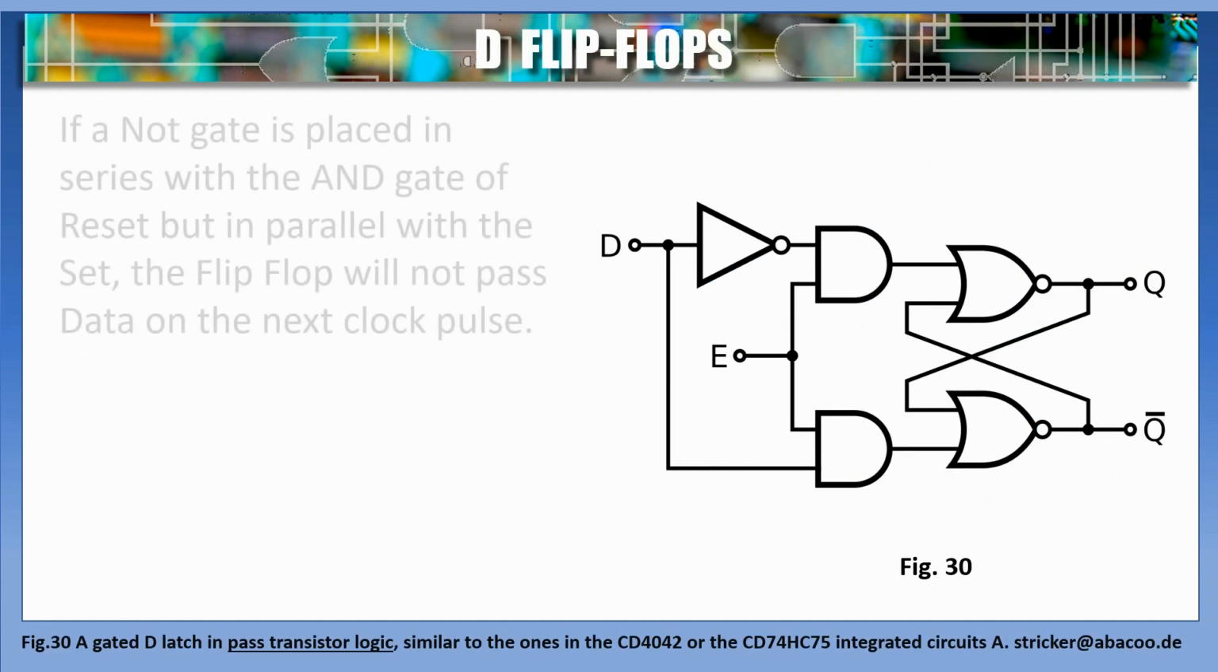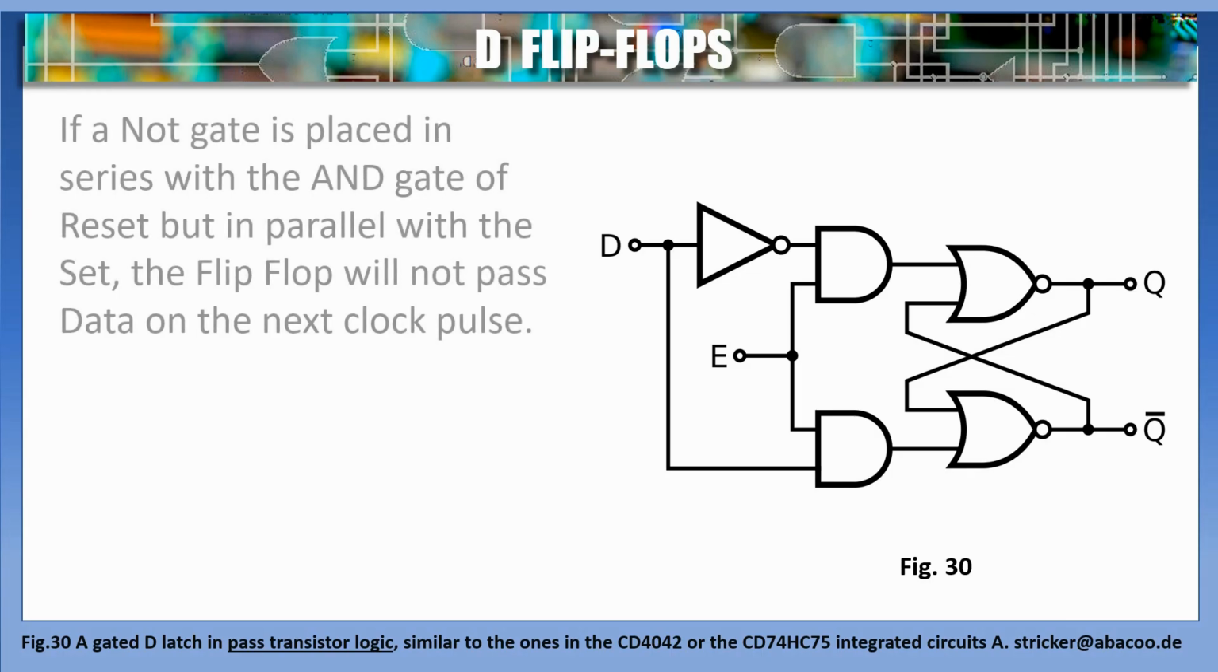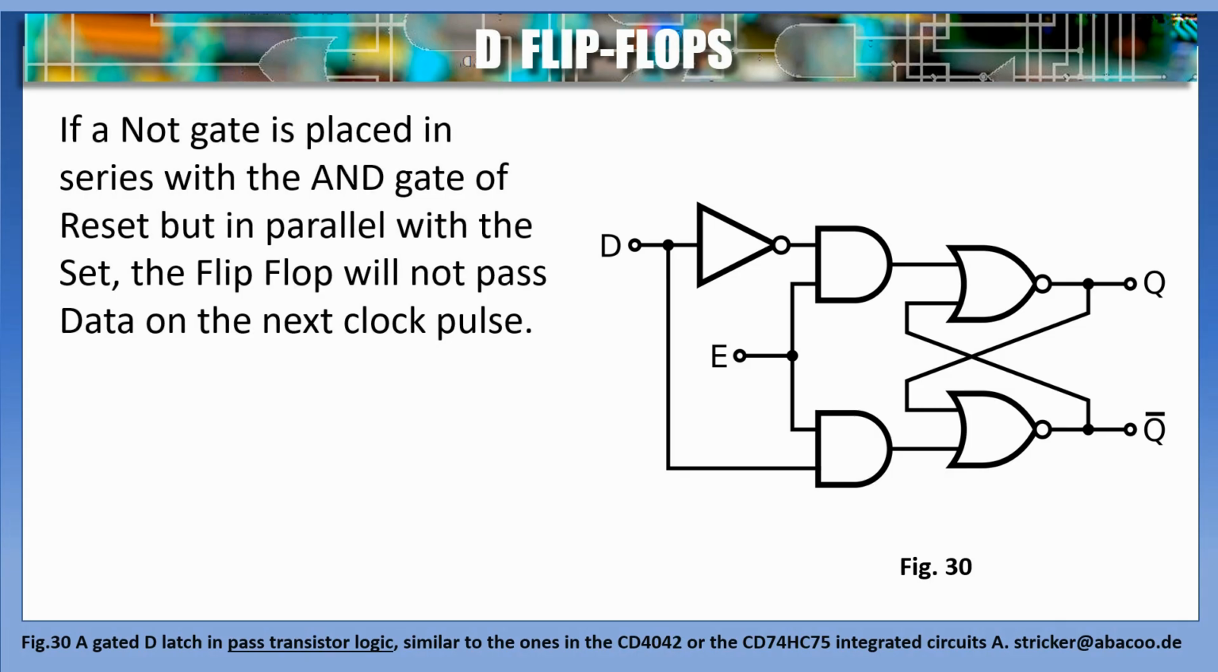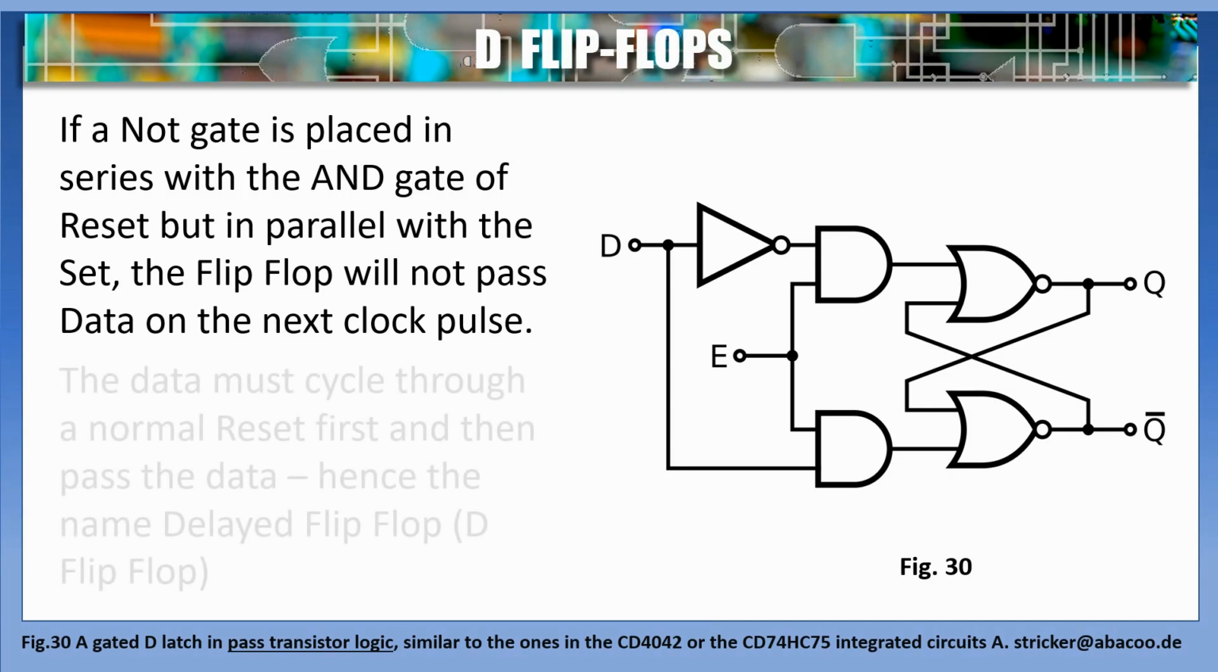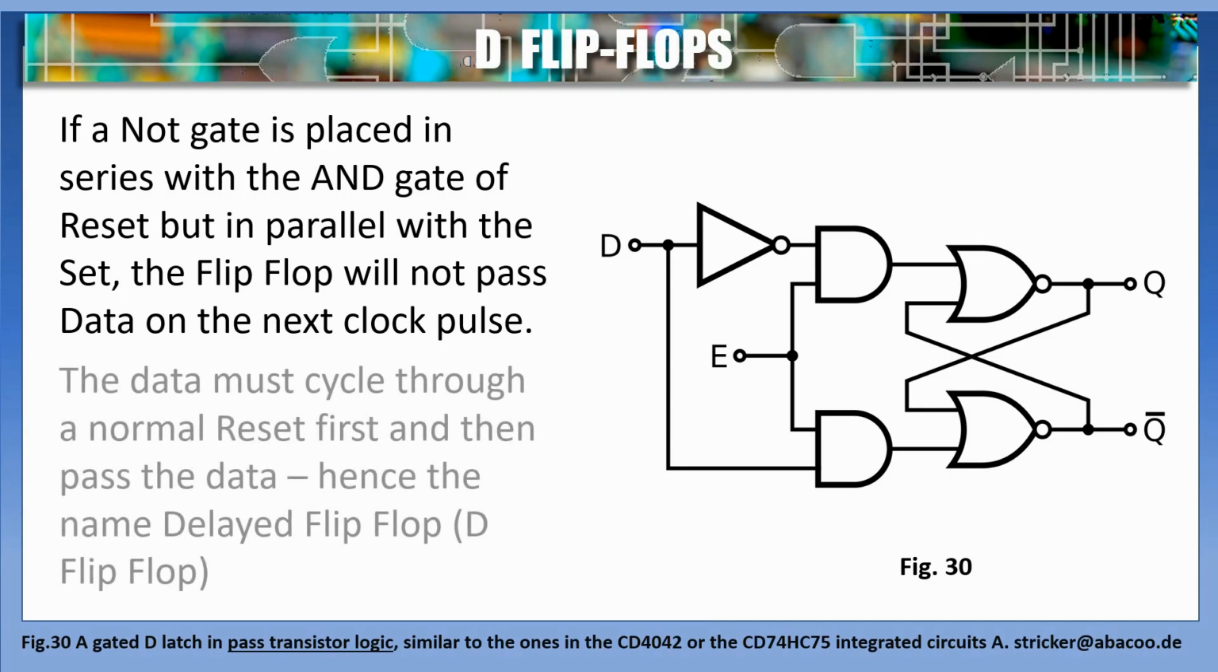So someone figured this out and created a new flip-flop. If a NOT gate is placed in series with the AND gate of the reset, but in parallel with the set, the flip-flop will not pass data on the next clock pulse. The data must cycle through a normal reset first and then pass the data. Hence, the name delayed flip-flop, or D flip-flop for short.